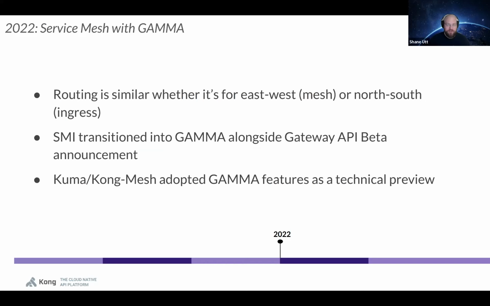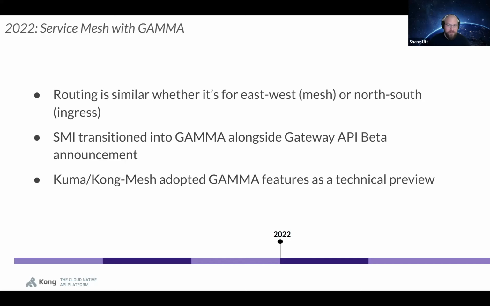Service mesh, GAMMA starts really picking up steam. Basically, the SMI group, which was an open source project to do service mesh, more or less shifted into doing GAMMA instead. Some of the people from that group shifted to GAMMA. And then we made the beta announcement where we said, okay, yeah, we're doing service mesh.